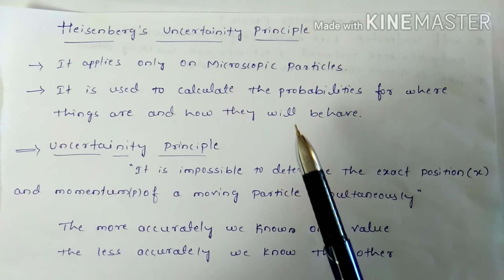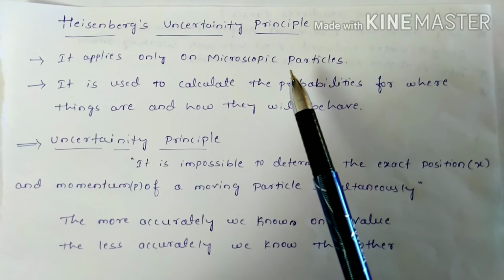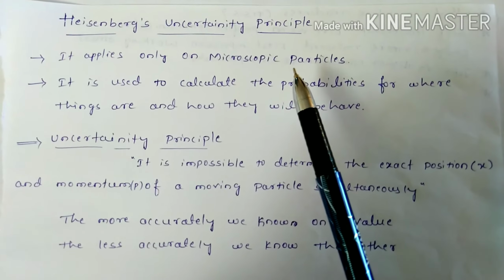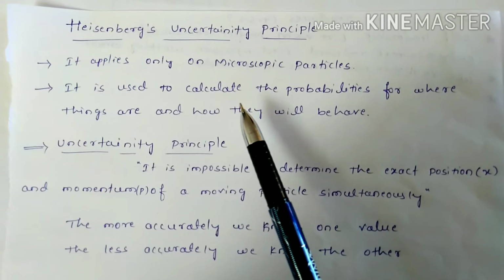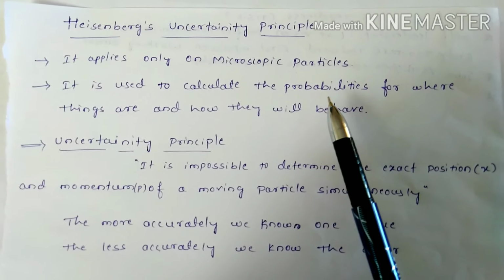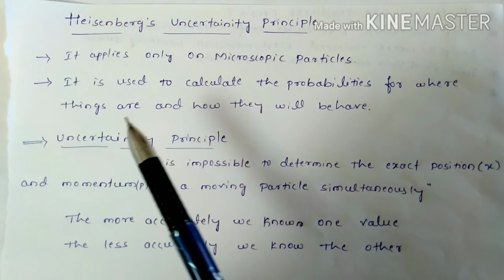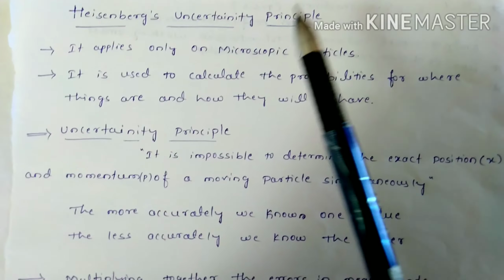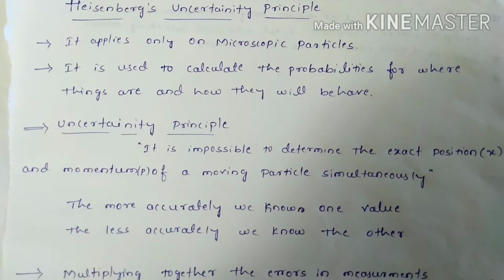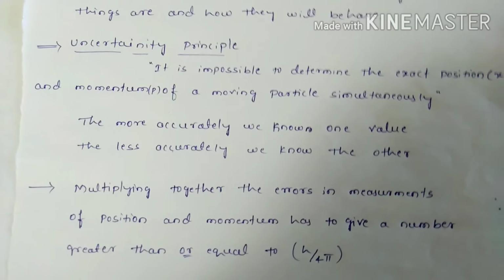As I said, the Heisenberg uncertainty principle is only applicable for microscopic particles like the electron, proton, and neutron. So if you want to calculate the probabilities of where an electron is and how it will behave, then you have to apply the Heisenberg uncertainty principle. So let us see what the Heisenberg uncertainty principle is.